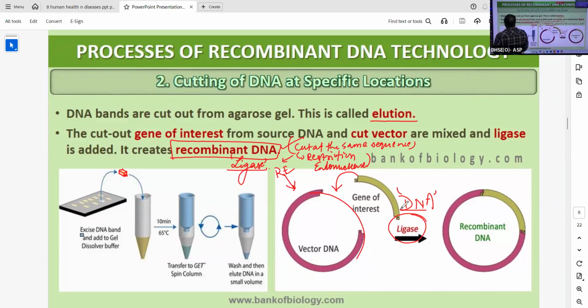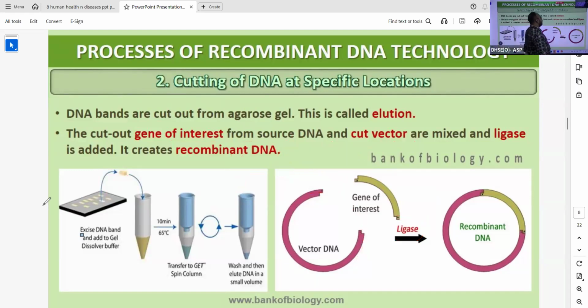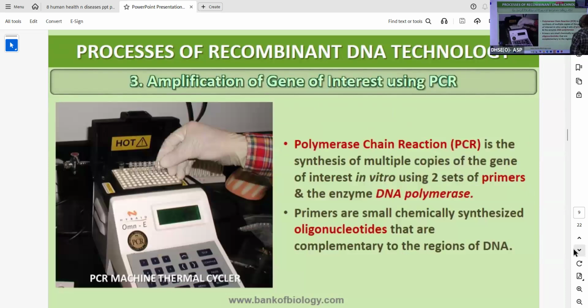In this way, finally we have got the recombinant DNA. Okay, now what does it contain? This is the vector DNA, and this is the vector DNA, and it contains the gene of interest.